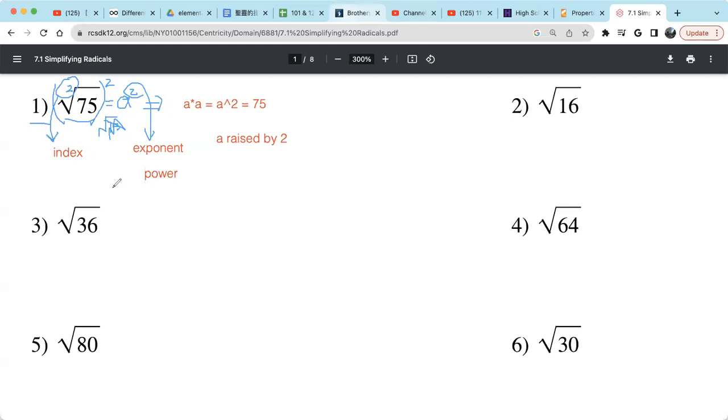So square root of 75 is a number. And what kind of number? It's called an irrational number. So what does irrational mean? Irrational means something that doesn't totally make sense to human brains yet. Irrational versus rational.